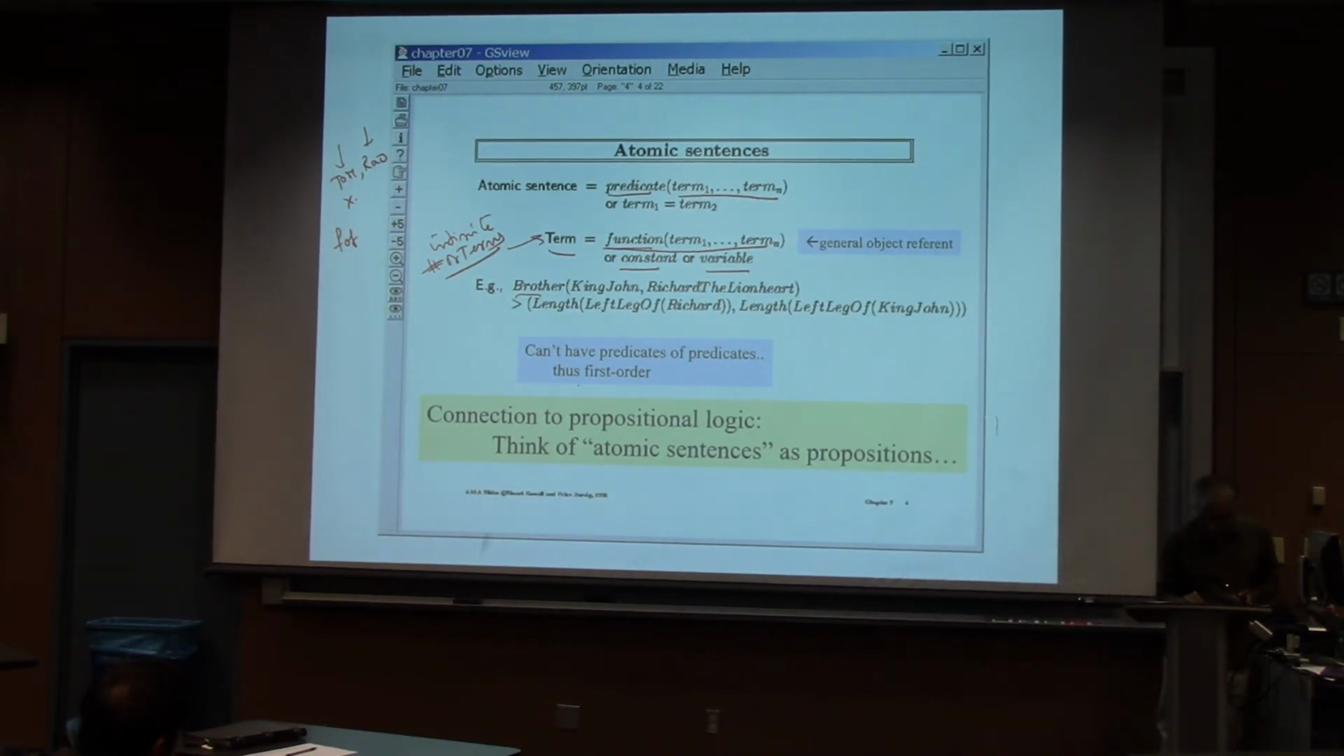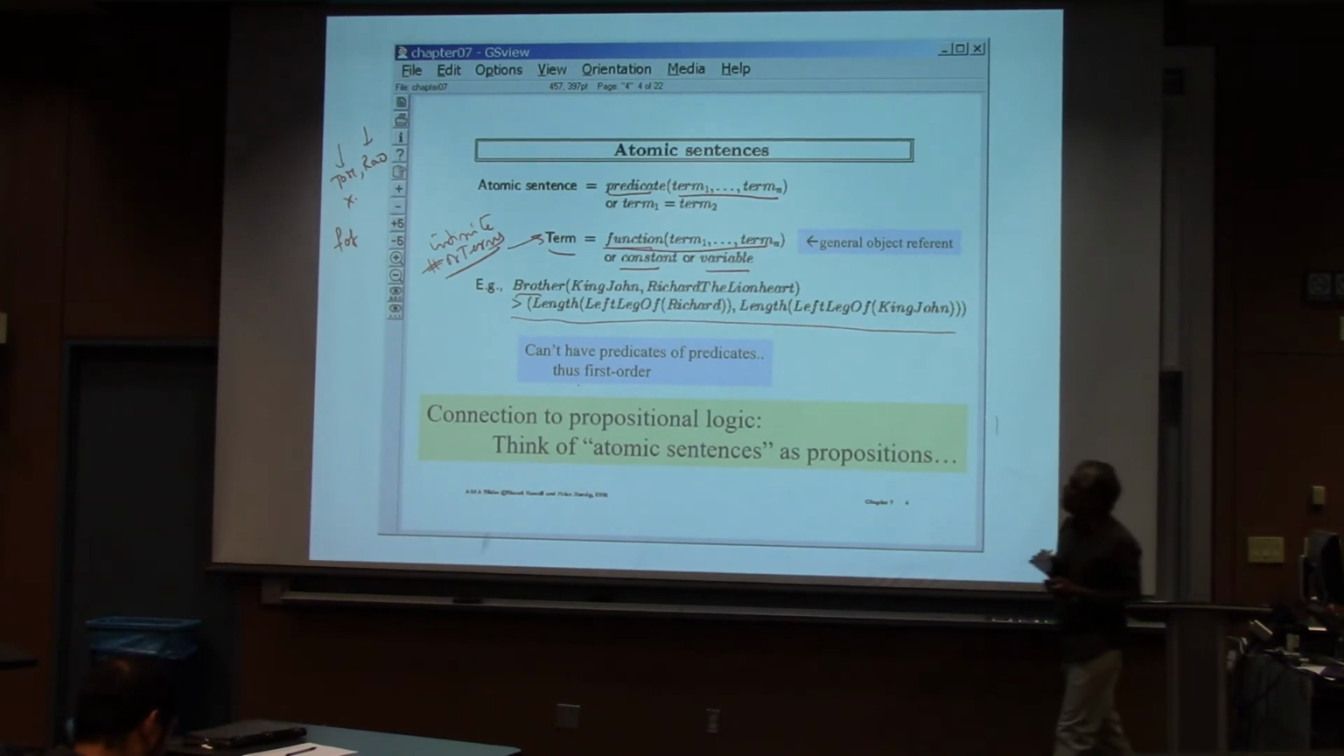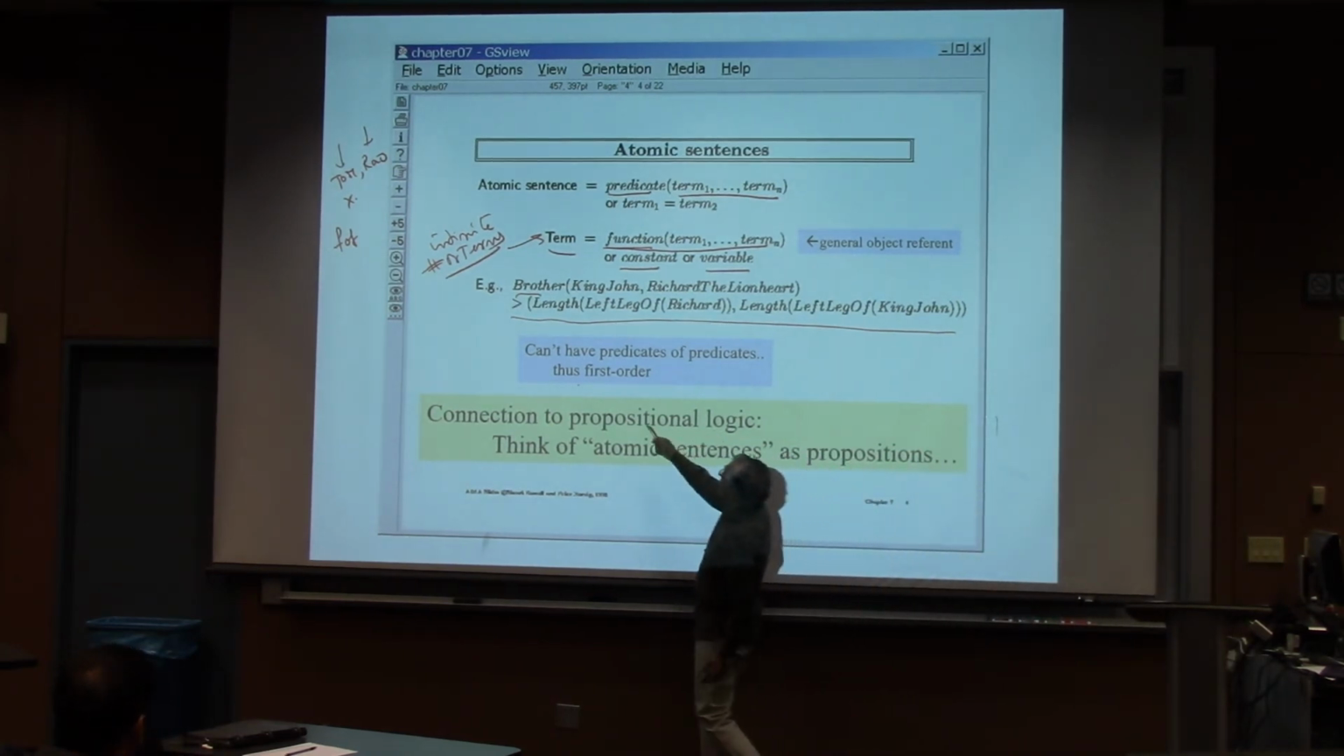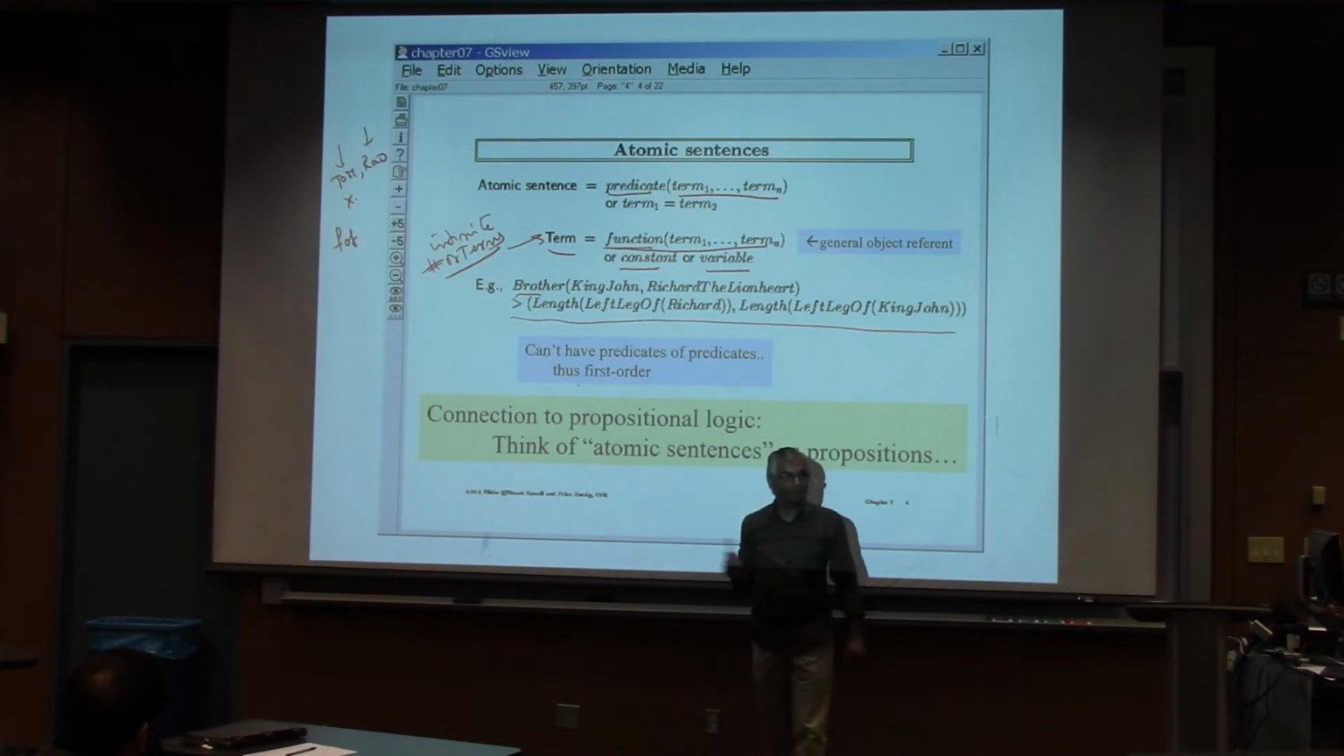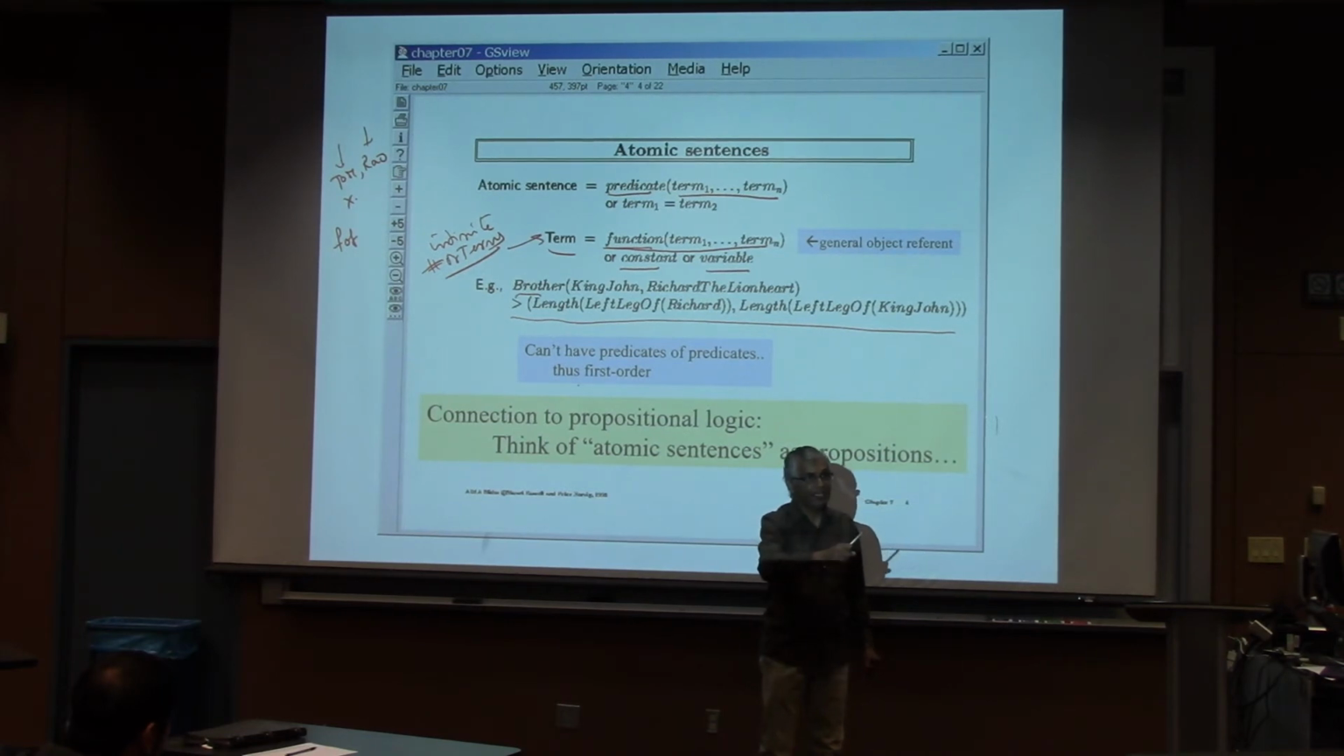Then of course here is another one. This is a funnier looking, longer sentence. Length of the left leg of Richard. Richard is a constant. Left leg of is a function. It takes Richard and gives the address of his left leg. And then length of is a function. It takes a thingy and gives its length as the output. That too is an object.